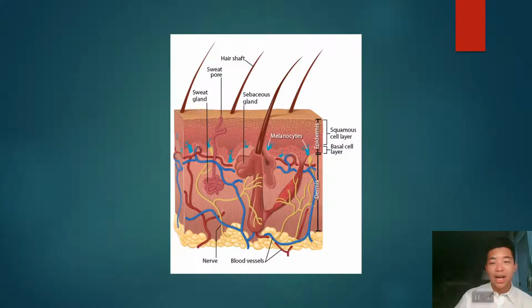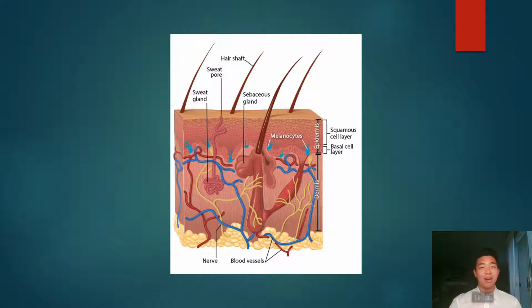As you can see in the diagram, basal cell carcinoma begins in the basal cell layer of the skin, which is located right below the squamous cell layer, which is where squamous cell carcinoma begins. And then melanoma, on the other hand, begins in the melanocytes, which are the cells that make melanin. Melanin is the pigment that gives our skin color.